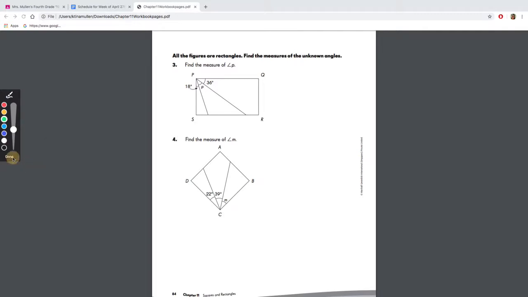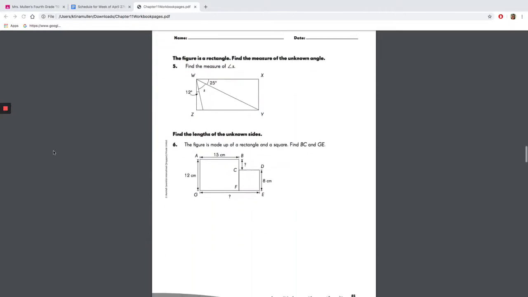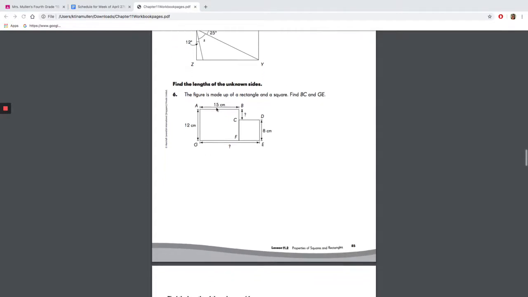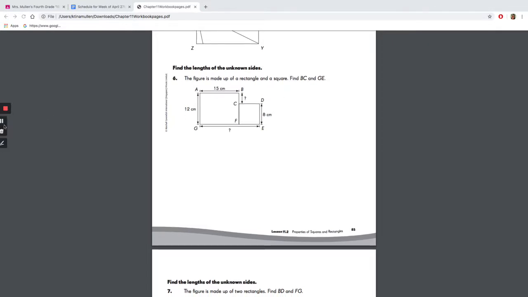Okay, and angles that add up to 90 degrees are called complementary angles. I don't know if you have ever heard that word before, but you'll hear more about that in 5th grade. So a right angle, you know that these are going to add up to 90, so that's called a complementary angle.